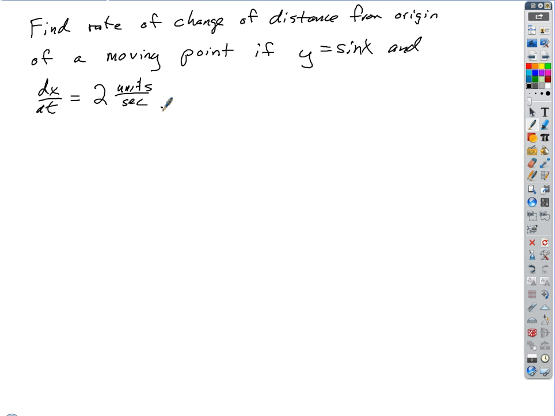So we want to find the rate of change of the distance between a point moving on the curve y equals sine x, where dx/dt is positive 2. Okay. I wouldn't even have to put units there. dx/dt is just going to be 2. Right? So what's step 1 going to look like?